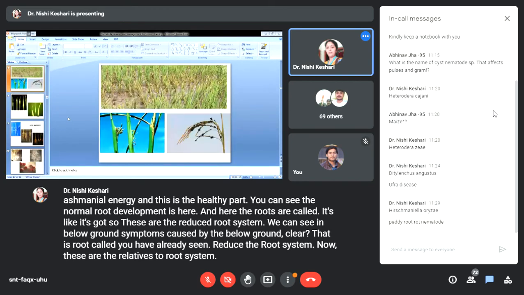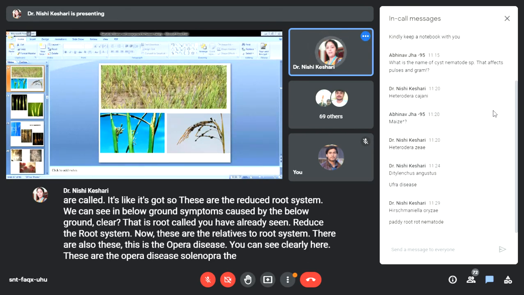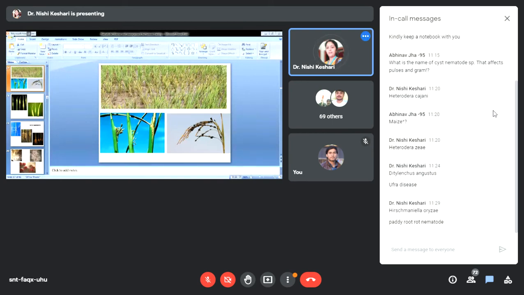Here also this is the Ufra disease, you can see clearly here. These are the Ufra disease, Ditylenchus. The ear heads are intact here and not opened. And this is the field view where you can see the normal growth is not there, leaves are yellow and the tillers are not very good. So these are the symptoms of nematode disease causing infection on the roots, and because of that root infection the plants become dwarf and yellow.